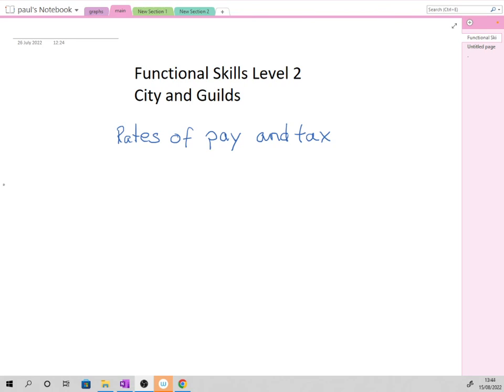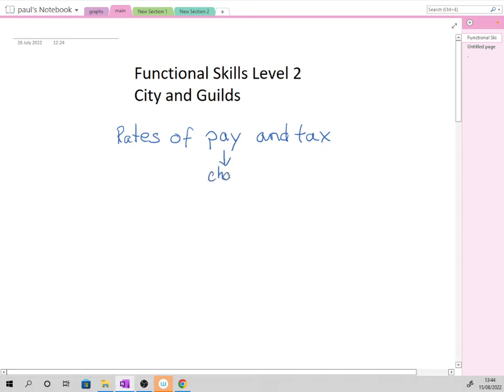Right, here we go. Rates of pay, or rates of charge more likely, and taxes, income taxes I suppose, or VAT taxes, something like this. So let's do the rates of pay first. This is fairly straightforward.